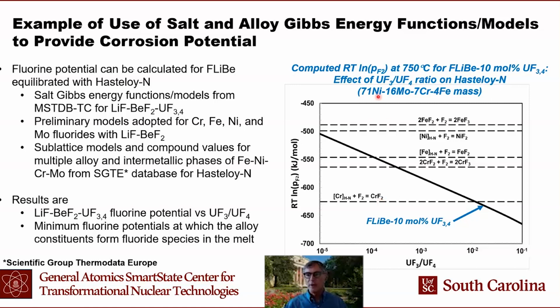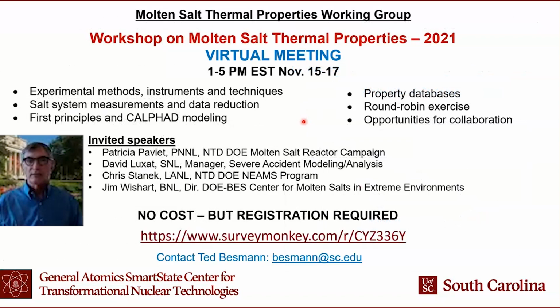So here we've looked at the 71 nickel, 16 molybdenum, 7 chrome, 4 iron, Hastelloy N. There's a model available for that particular alloy. And so we can use the chrome activity in that alloy to determine the fluorine potential at which we're going to fluoride the chromium.